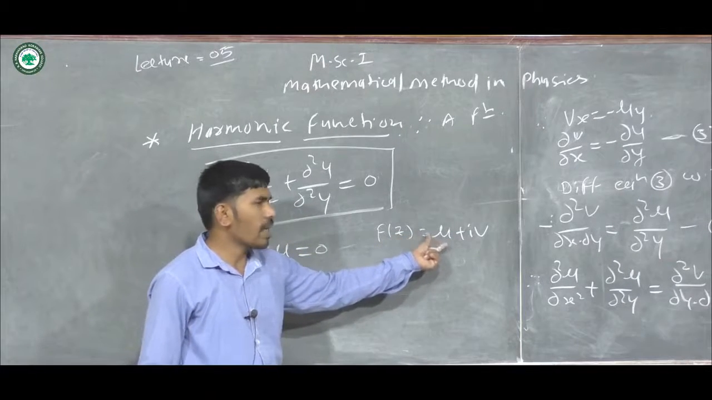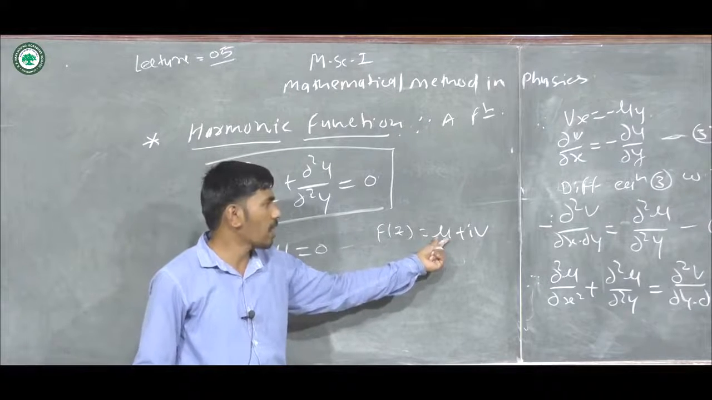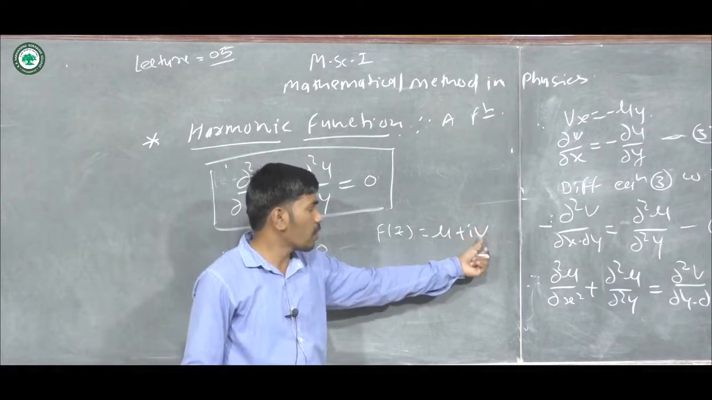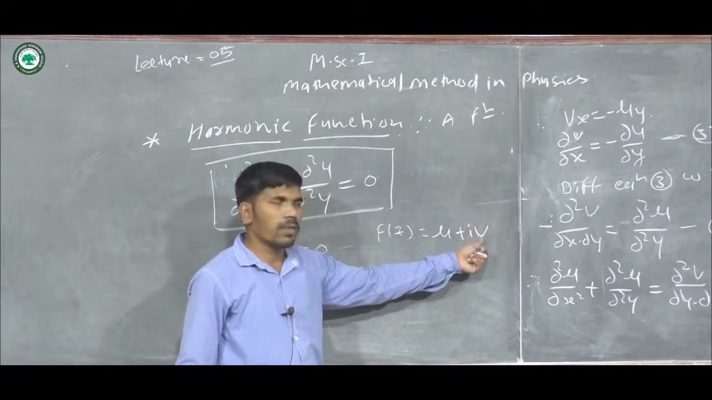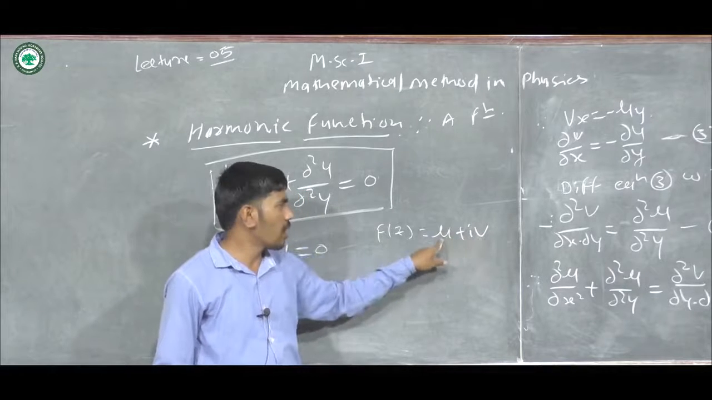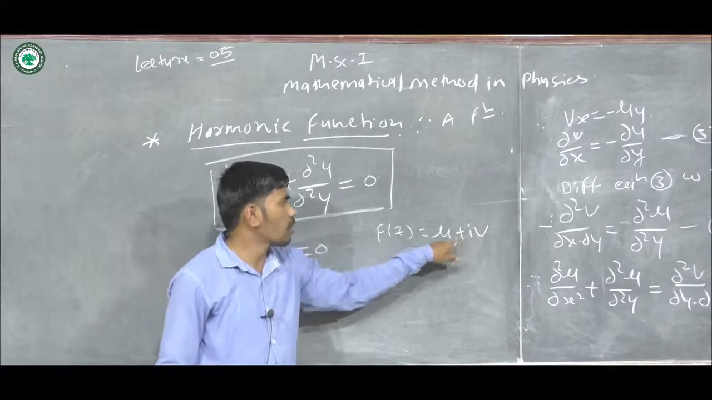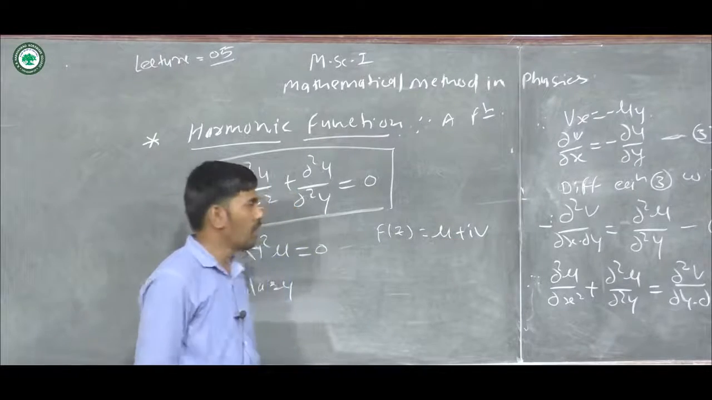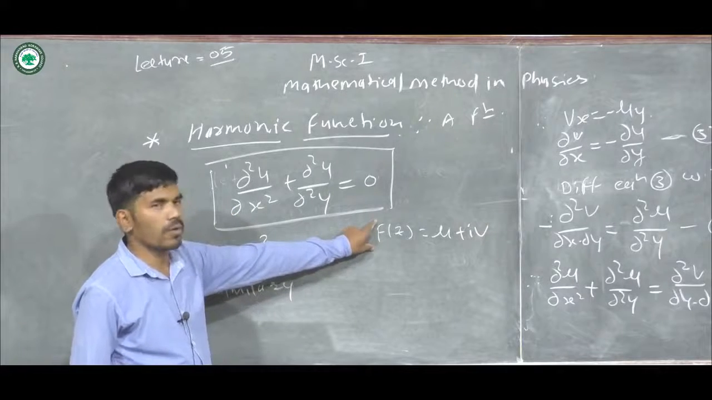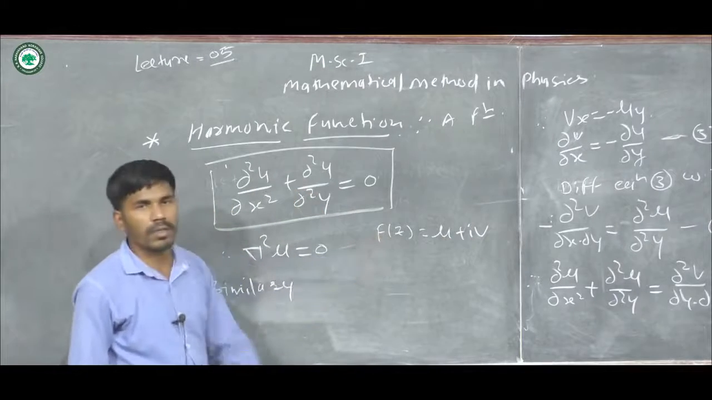In the question, they give this u function and ask to find its conjugate harmonic function, that is v of the u. Or they give v and ask to find the conjugate harmonic function of v. They also ask whether it is analytic or not. If these two functions are harmonic, then we can say this f of z is analytic.